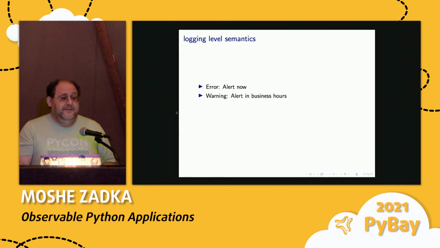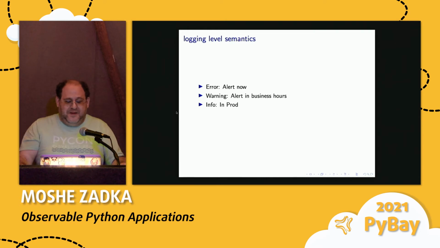What happens if something is expected? That's info. Info means log it even if it's in prod. Prod tends to be kind of more scalable because it actually has to support your entire customer base.